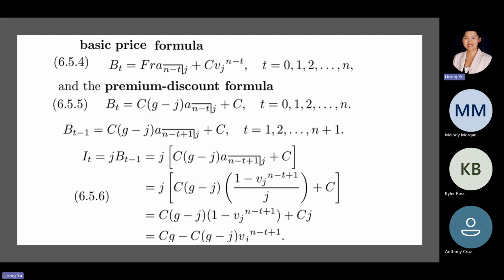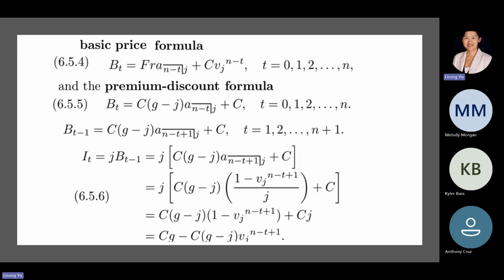All right, a little bit of review of the formula we talked about in 6.4. It's called the premium discount formula. This first one is applying the basic price formula, because at time zero, the payment will be the coupon payments that still need to be paid, all the future coupon payments, plus the present value of the final payment. So the redemption C multiplied by V to the power N, plus Fr times a angle N. That was the basic price formula for the bond price.